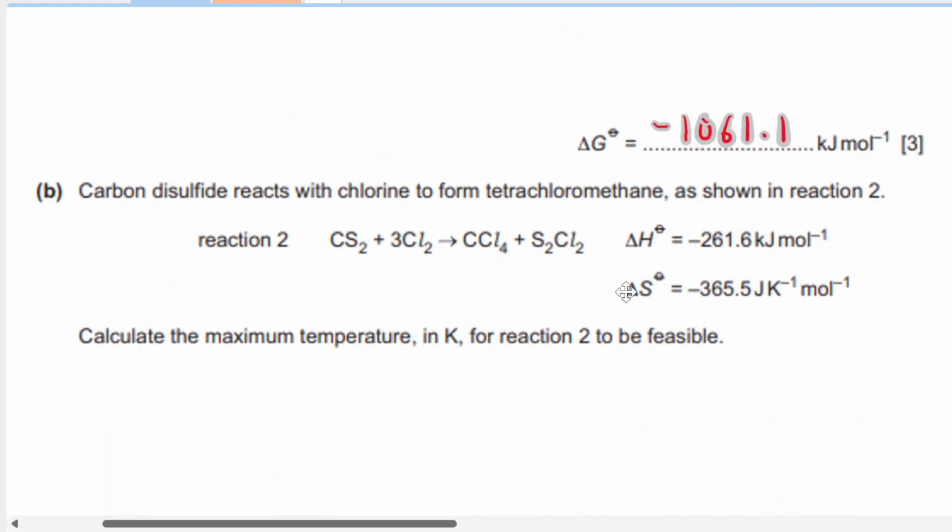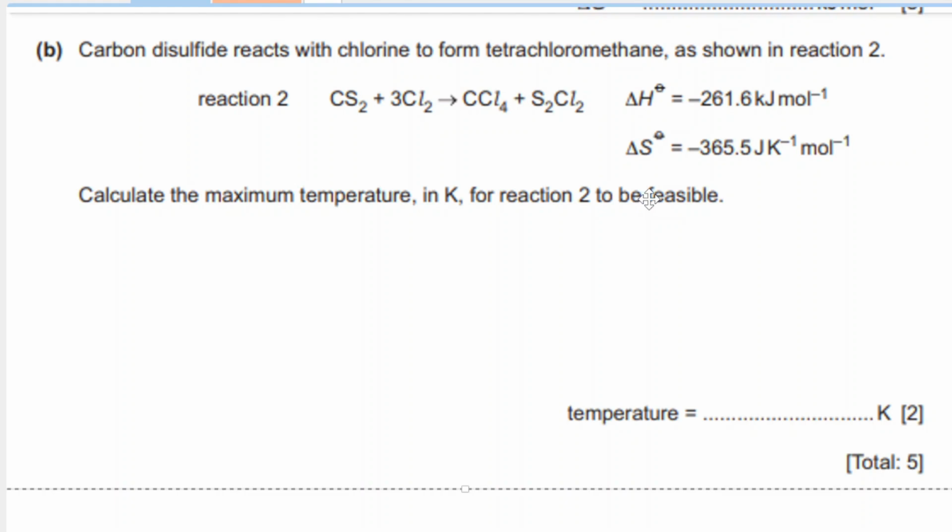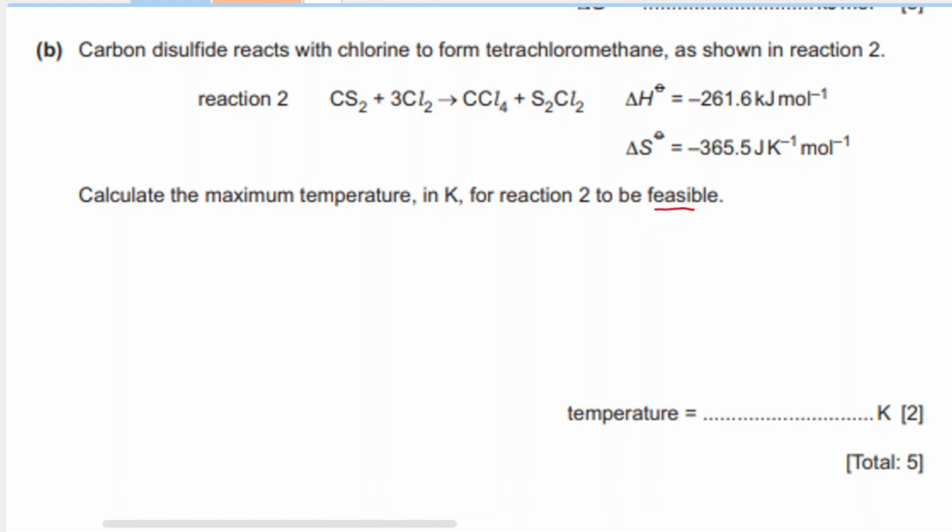Now the next one: carbon disulfide reacts with chlorine to form tetrachloromethane as shown in reaction 2. Calculate the maximum temperature for reaction 2 to be feasible. Again, they always like to ask about whether or not something is feasible. And most of the times you have to use this equation again. Delta G equals delta H minus T delta S.